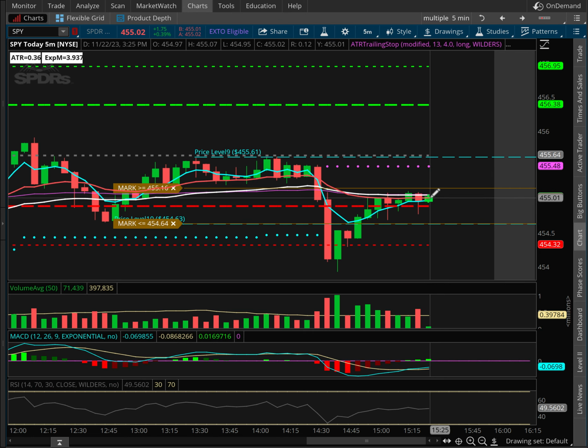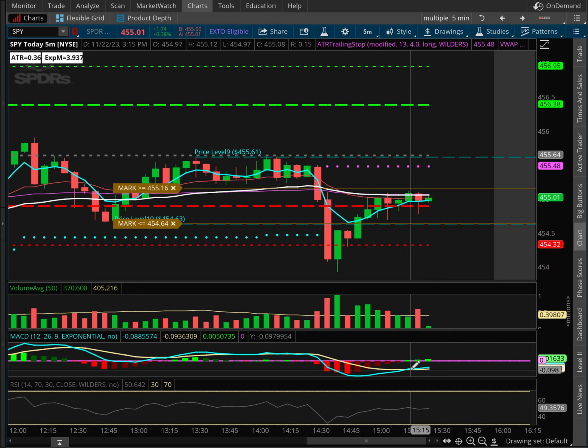The 5 and the 50 would be my second confirmation, but because I have all of this resistance right here, I definitely would not enter a call to the upside until it shows me that it can break this area. Again, the MACD did cross here. However, I like to see it fan out a little bit more. I always say that alligator mouth needs to be open a little bit longer, a little bit wider, in order for me to enter the trade.